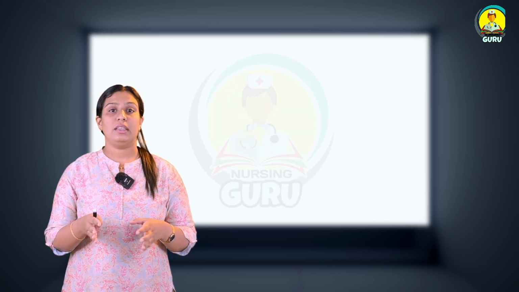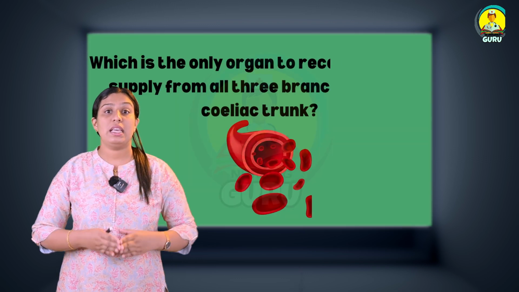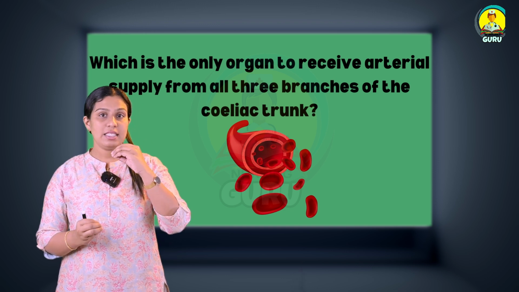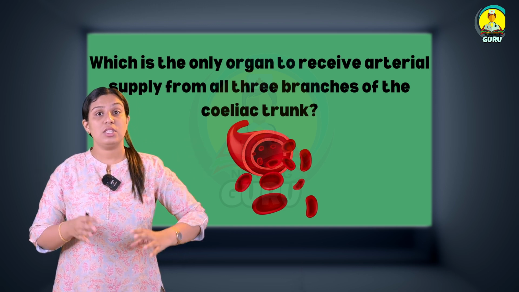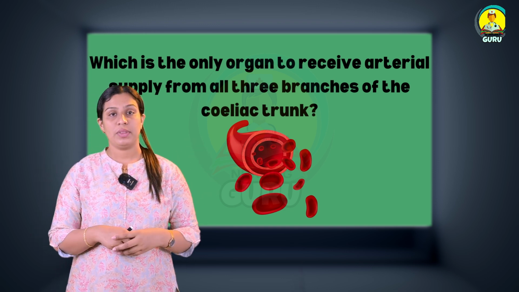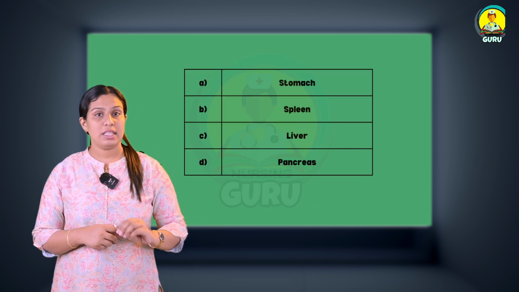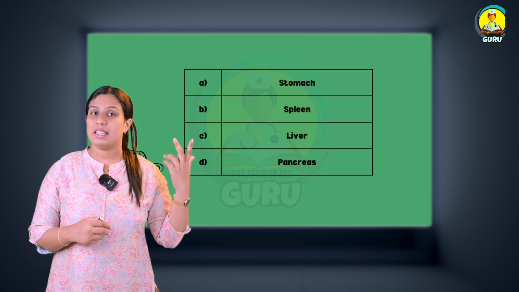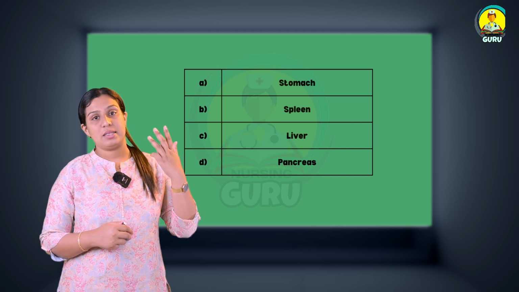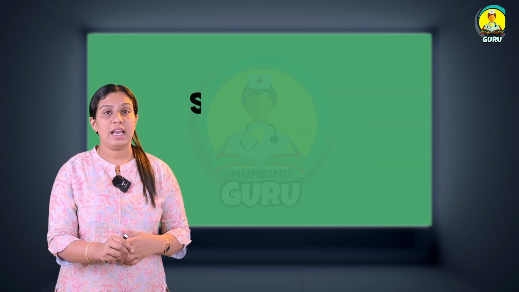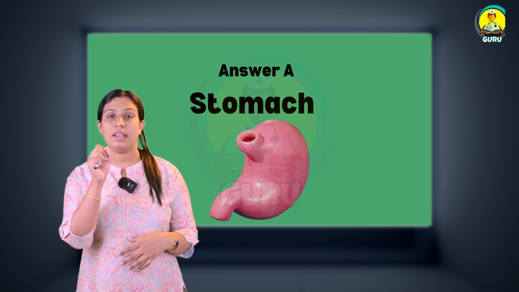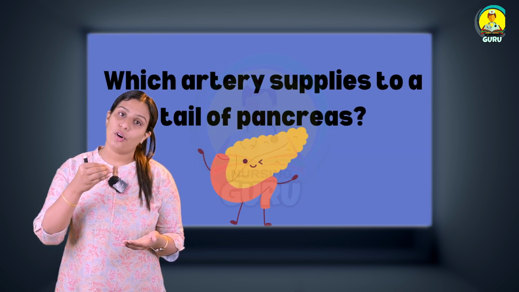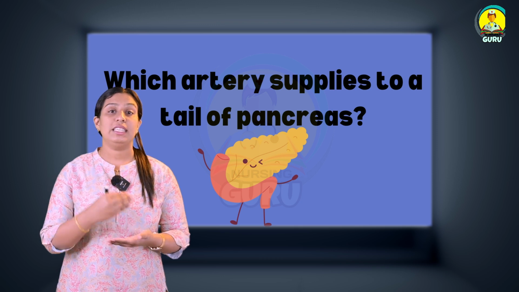So the next question is talking about which is the only organ that receives arterial supply from all 3 branches of the celiac trunk. The options are different organ names. First is stomach, second is spleen, third one is liver, and the fourth one is pancreas. So the right answer is option A. Which artery supplies the tail of the pancreas? So check with the options.